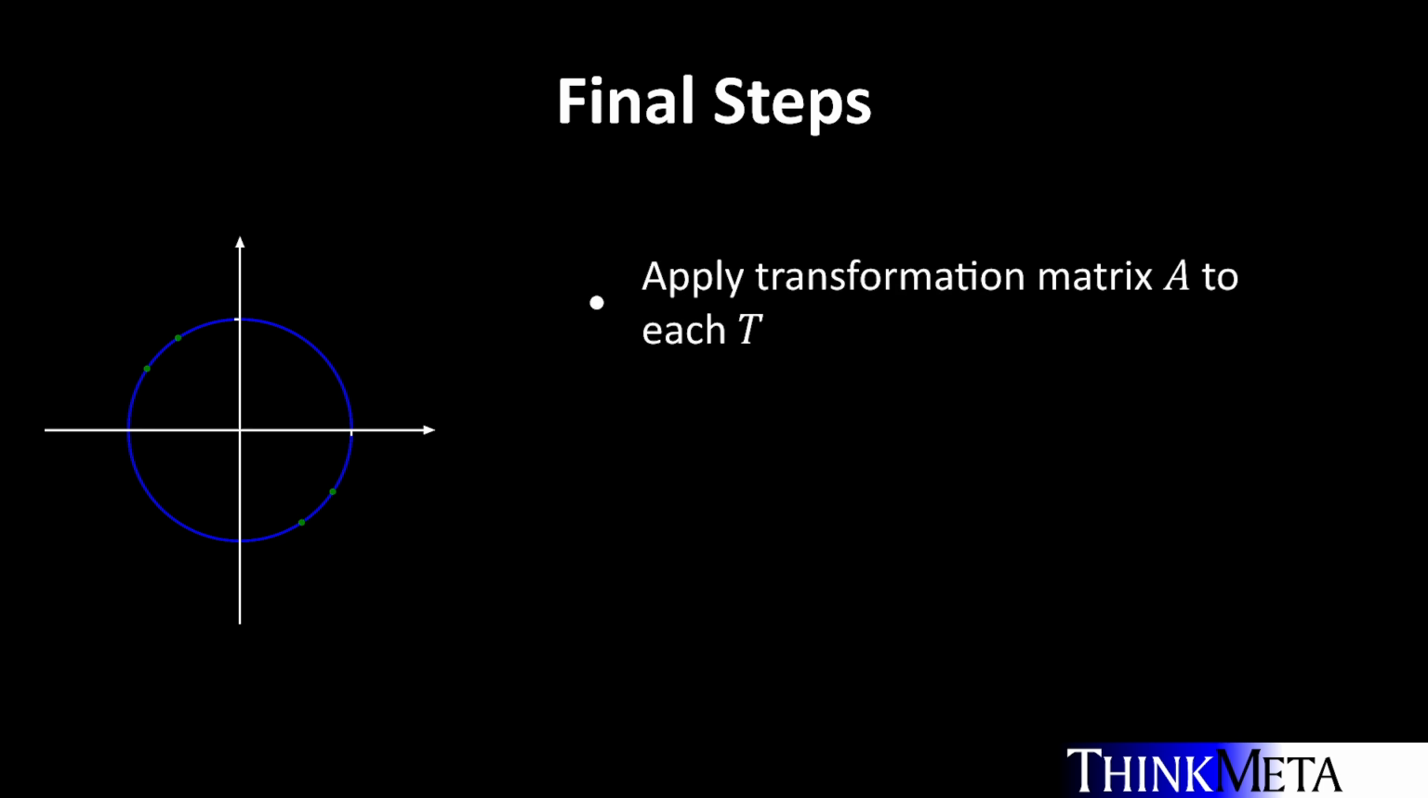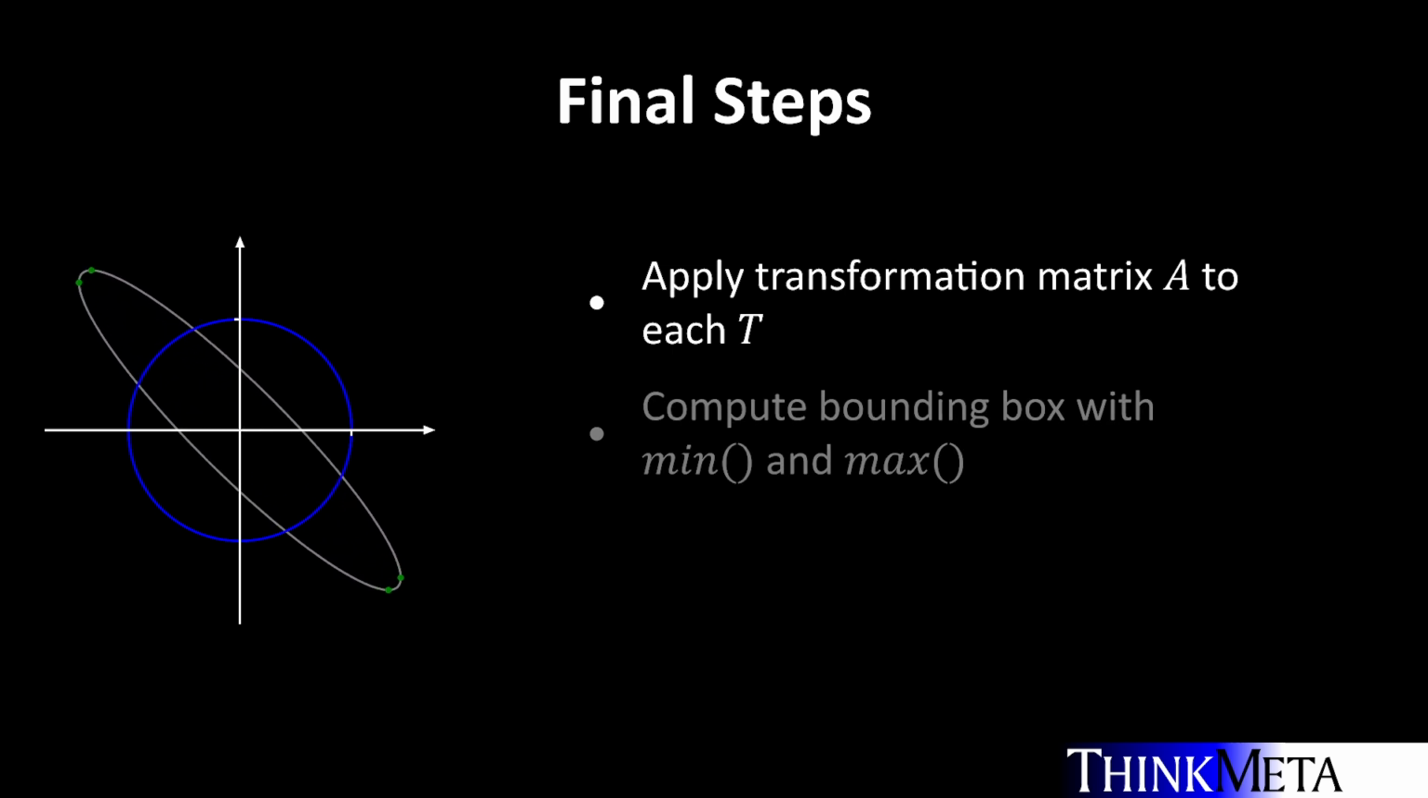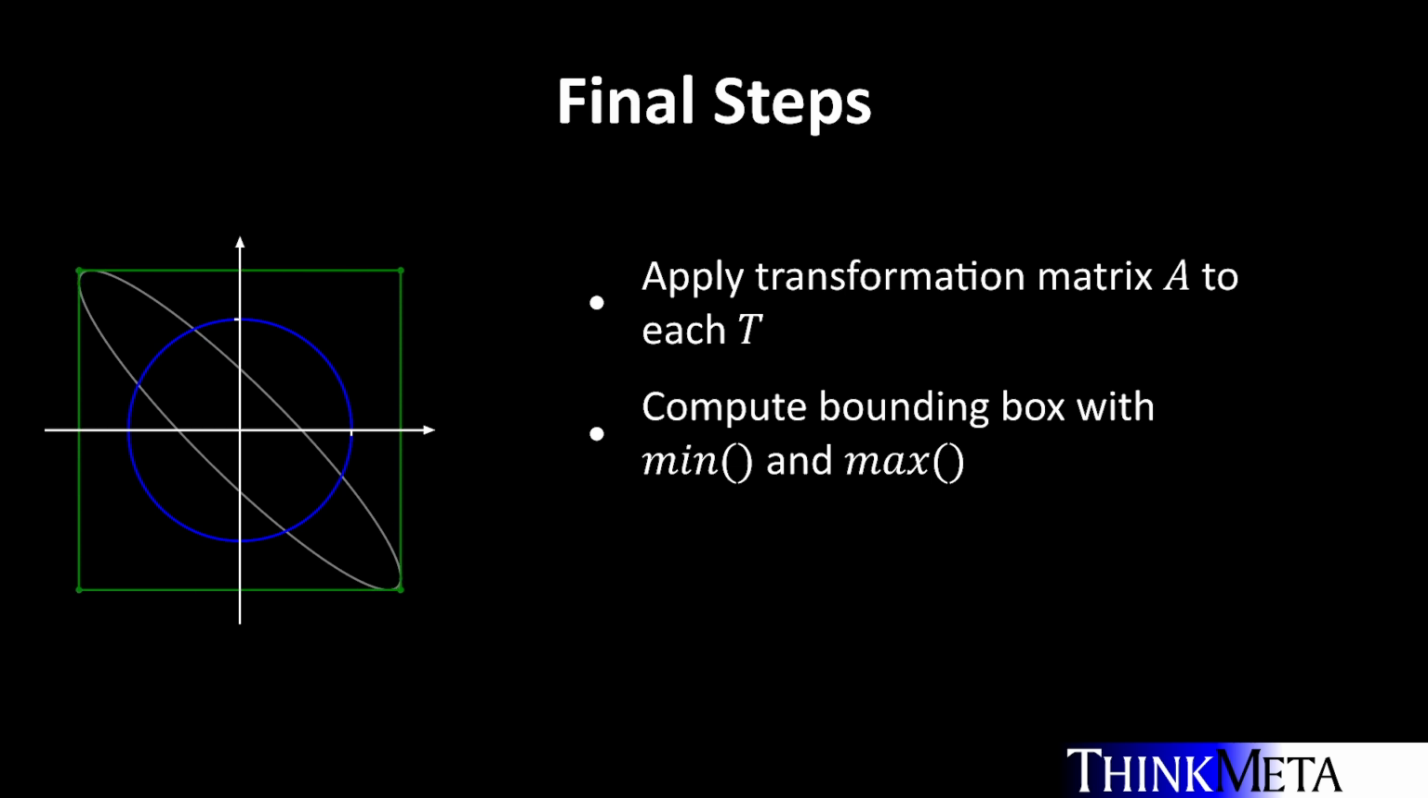Now we have all four tangency points. Apply matrix A to each point. And then calculate the bounding box by taking the minimum and maximum x and y values across the transformed points. That gives you the exact axis-aligned bounding box. That's it.